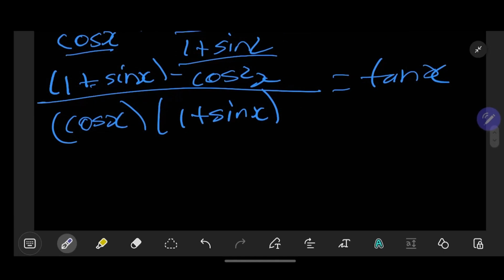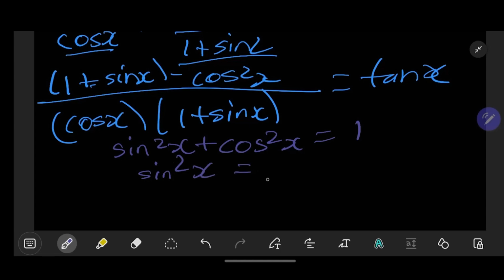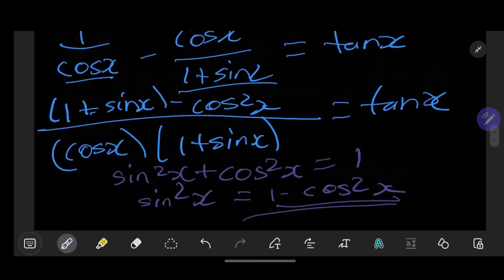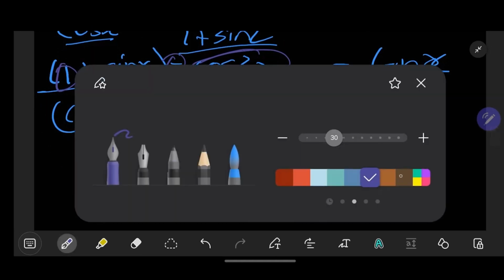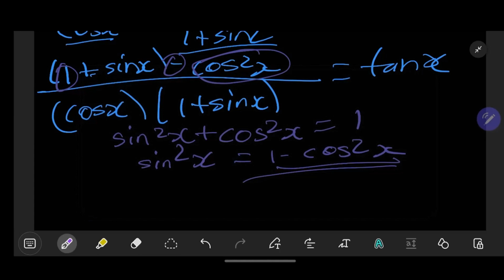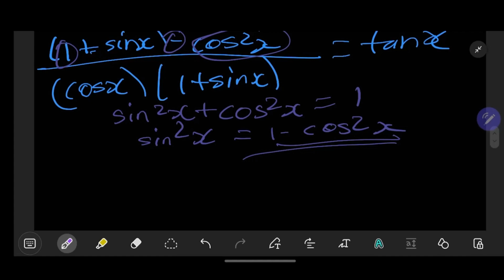We know that again, let me write this down for you, sine squared x plus cos squared x is equal to 1. So sine squared x is equal to 1 minus cos squared x. Now why did I write this out? If you look at the top here, that's 1 minus cos squared x. So it's very interesting for you to be able to identify and look at this problem and see that 1 minus cos squared x is there.